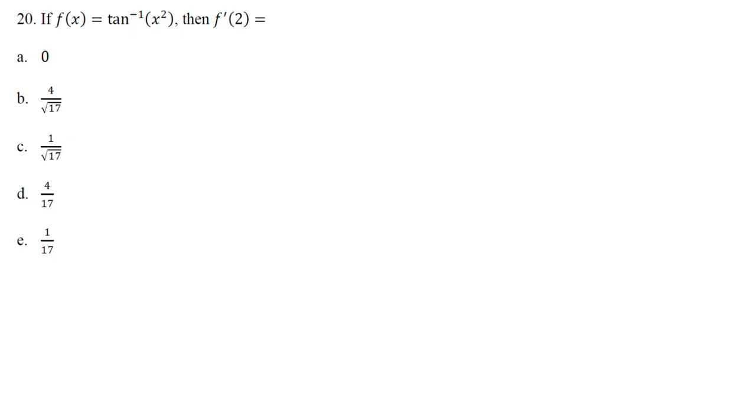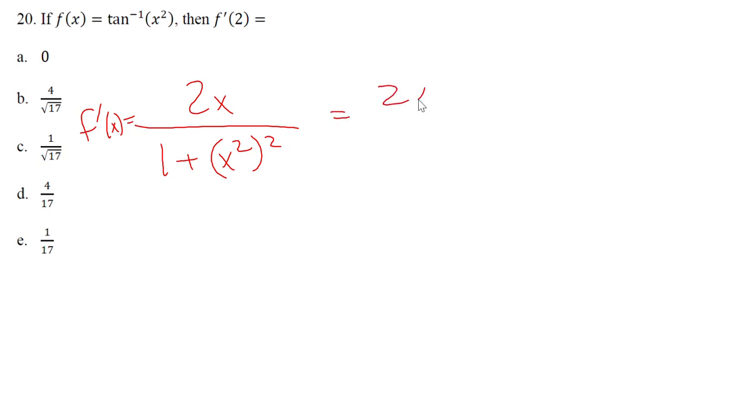Okay, back to another easy one here. The function we have is the inverse tangent of x squared. We just want f prime of 2. So we just take the derivative of inverse tangent of x squared using the chain rule. Right, so inverse tangent u is 1 over 1 plus u squared. And then we multiply by the derivative of u. So this is f prime of x, or 2x over 1 plus x to the 4th.